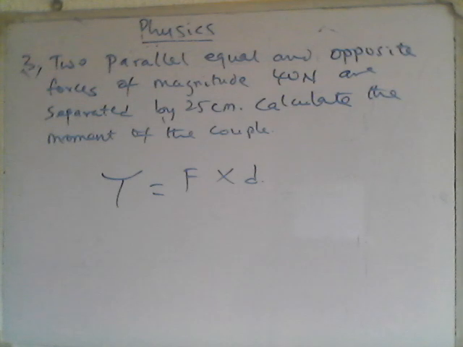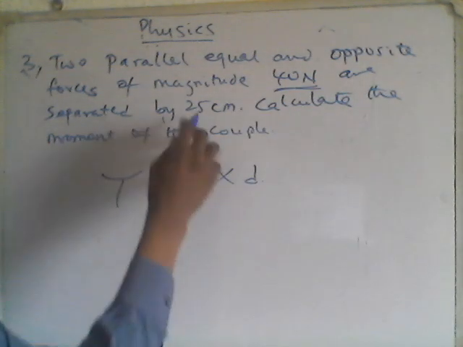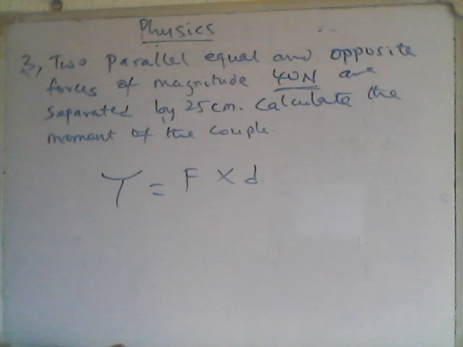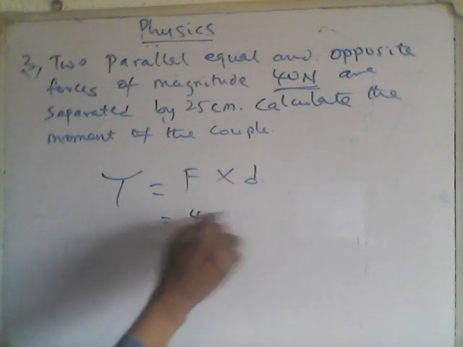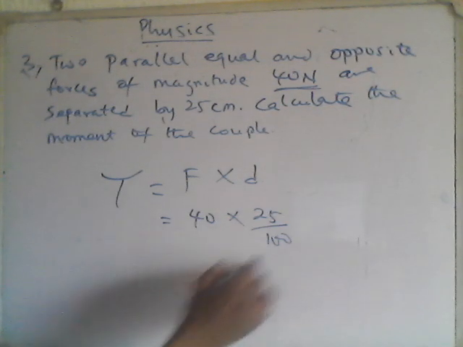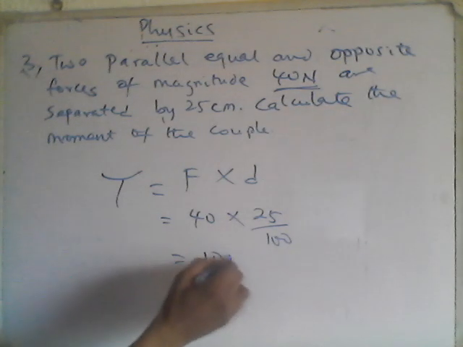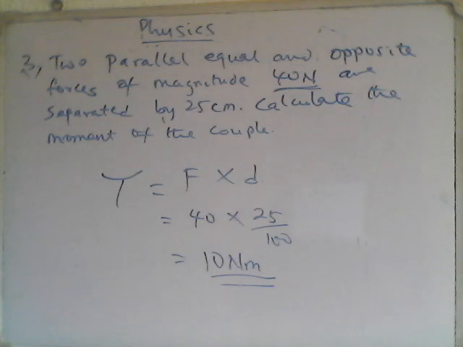Note that you are going to be working with an SI unit based system. If I have 40 Newtons here, I should have the distance expressed in meters. So I will not use 25 as it is. I'm going to convert 25 cm to meters, 25 divided by 100. So when I compute this, I'll be getting 10 Newton meters. That is the moment of the couple.